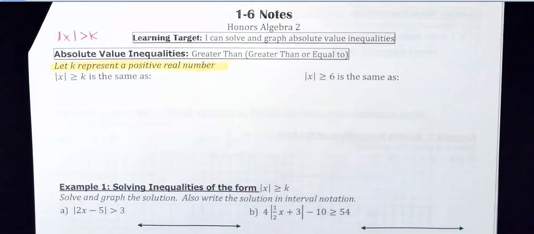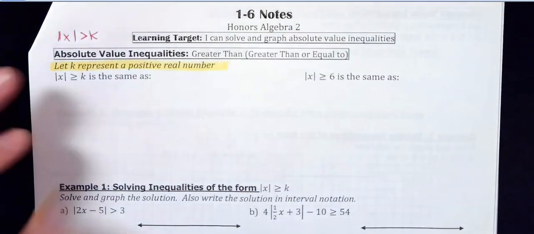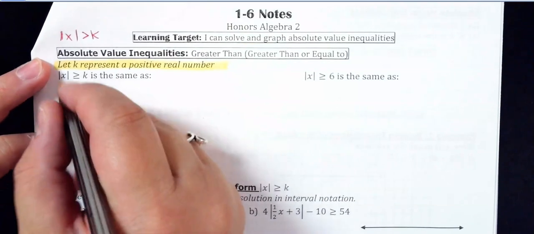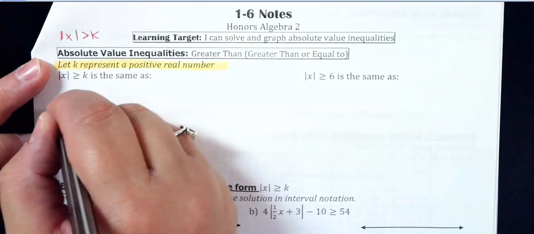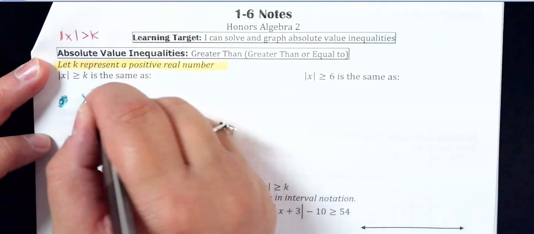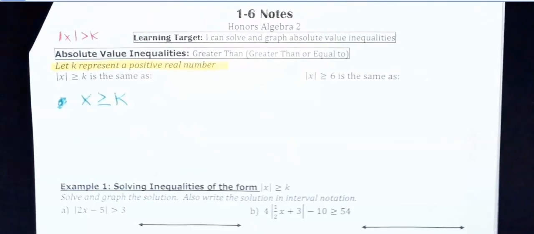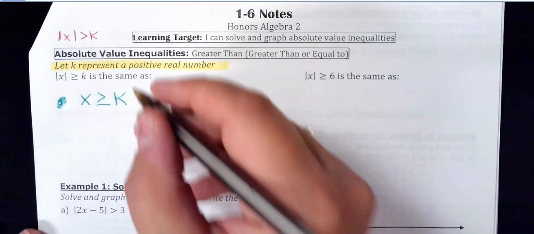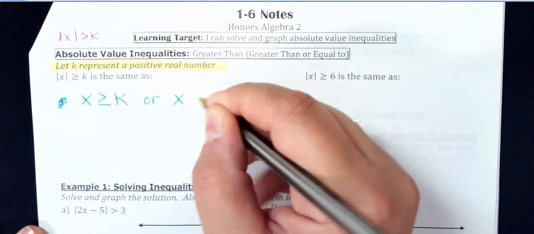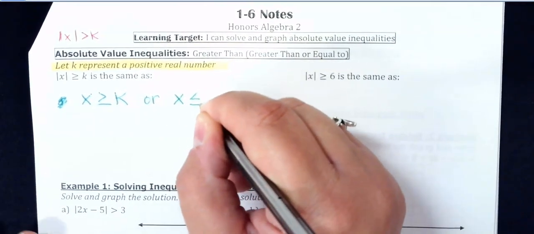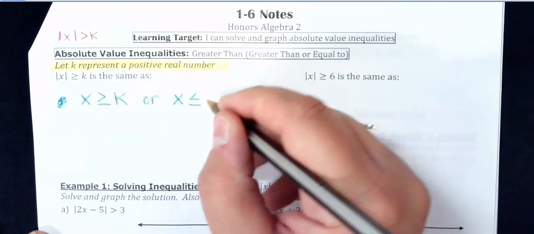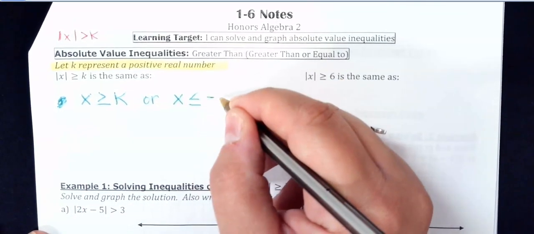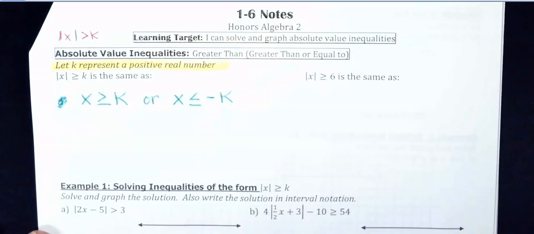To get rid of the absolute value here, you are going to do two separate inequalities. So this is going to be, just drop your absolute value. So x is, just drop the absolute value, just whatever's inside the absolute value symbol, is greater than or equal to k. Or x is, I'm going to flip the sign over, so less than or equal to, and whatever the number is for k, we're going to make it the opposite of that.